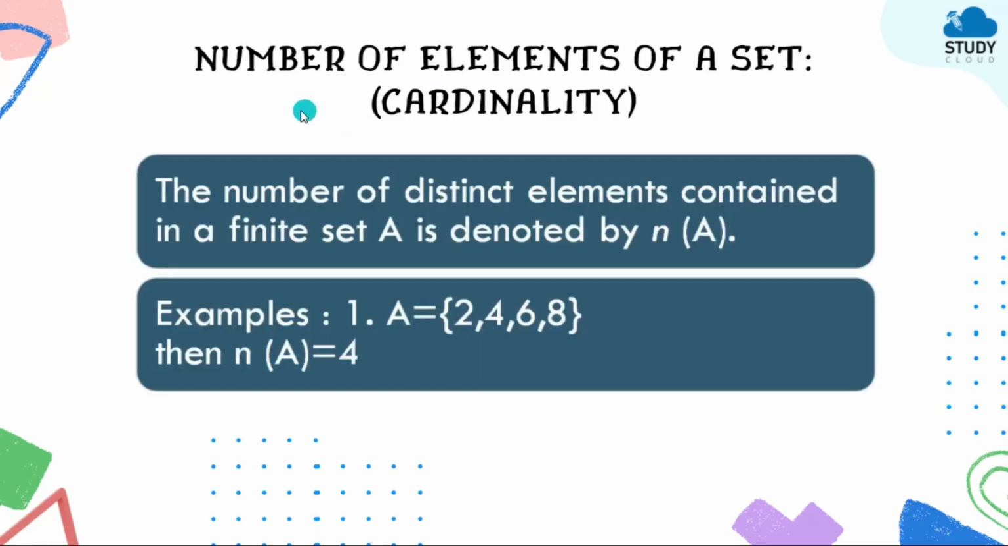Number of elements of a set, cardinality. Here, what we are going to talk about is how many elements are there in a particular set. We just have to count those elements, simple. So the number of distinct elements contained in a finite set is known as the number of elements. For example, for a set A, the number of elements in A is denoted by n(A). So how many elements are there in A? How will we denote it?